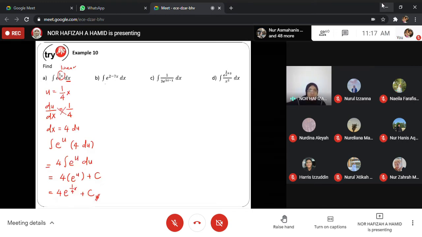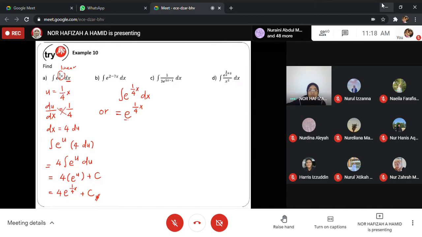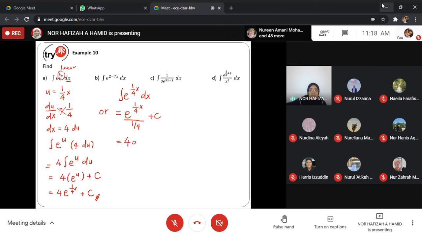So I solved using the substitution method, or you can solve using the formula. Integrate e to the power of 1 over 4x with respect to x. If I solve using the formula, you first copy the exponent, e to the power of 1 over 4x. Next, you differentiate 1 over 4x, and you will have 1 over 4. So you put it in the denominator, divide by 1 over 4 plus c. And you simplify, it becomes 4e to the power of 1 over 4x plus c. So you will get the same answer, but it is simpler if you use the formula. So that is for integration.